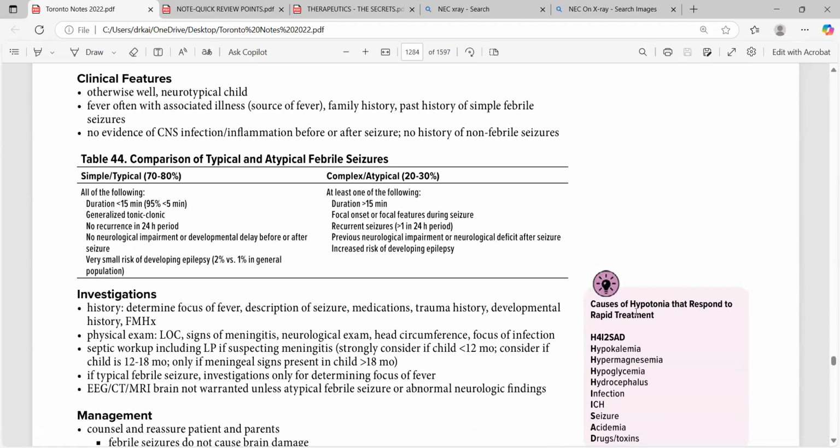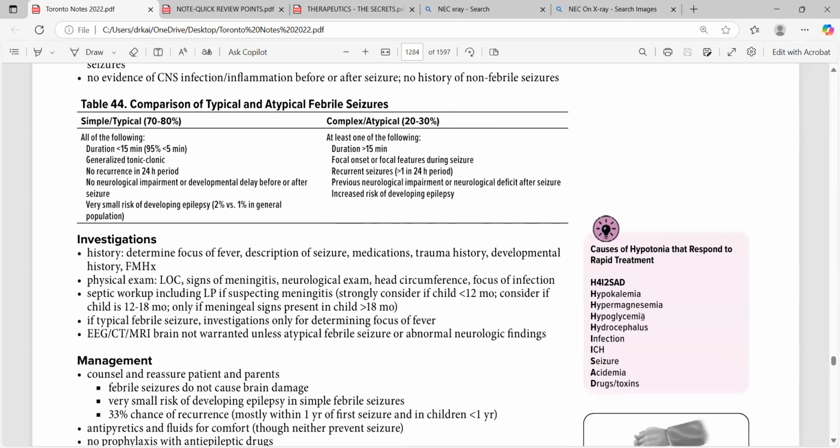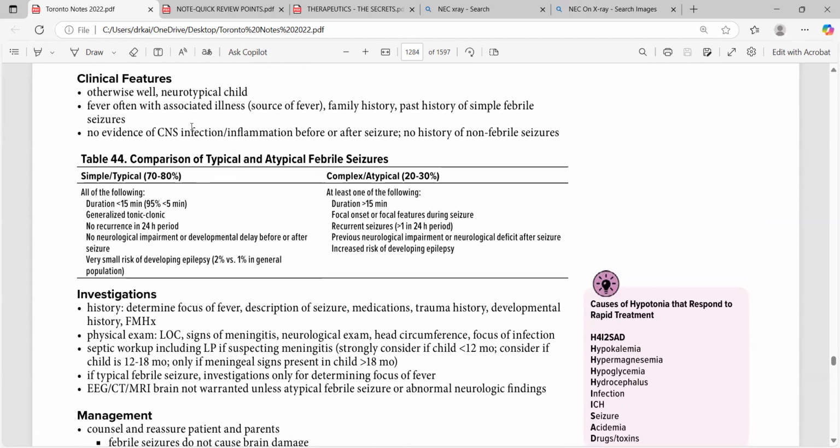Causes of hypotonia that respond to rapid treatment: hypokalemia, hypermagnesemia, hypo... So everything is going low except for magnesium. Hypoglycemia, hydrocephalus, infection, ICH, seizures, acidemia, drug and toxin. That's why I said hypoglycemia everywhere is fixed anyway.